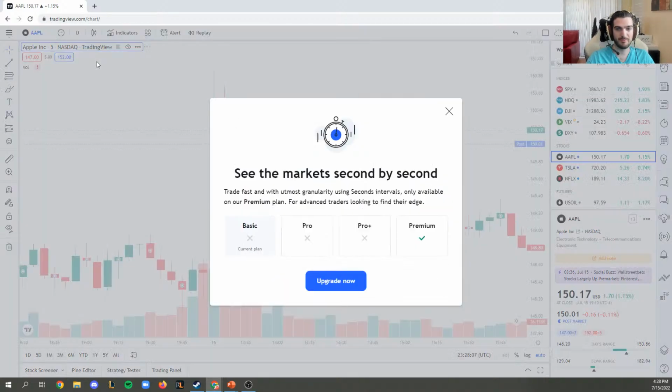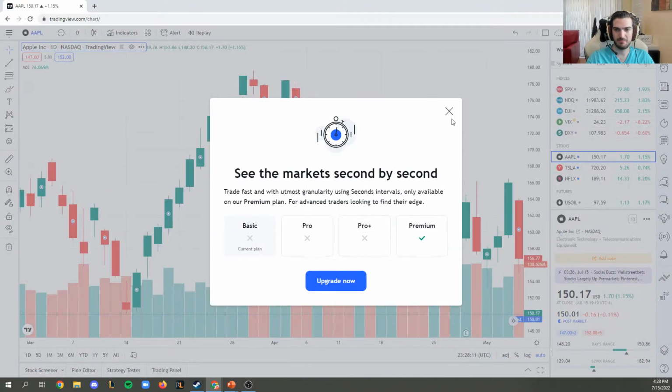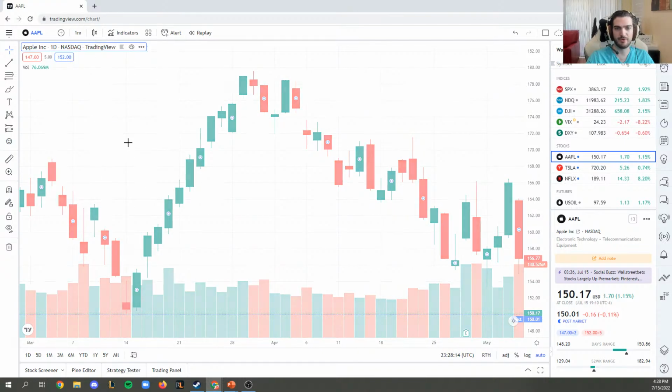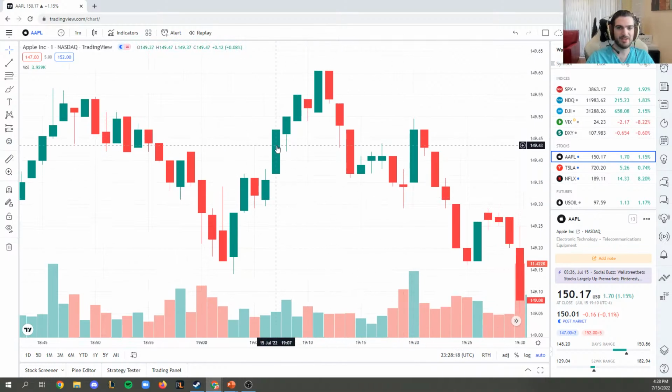Like I said before, we can't do seconds. What can we do? Okay, the closest or the shortest we can do for free is 1 minute. So now every one of these bars is a single minute in the market.